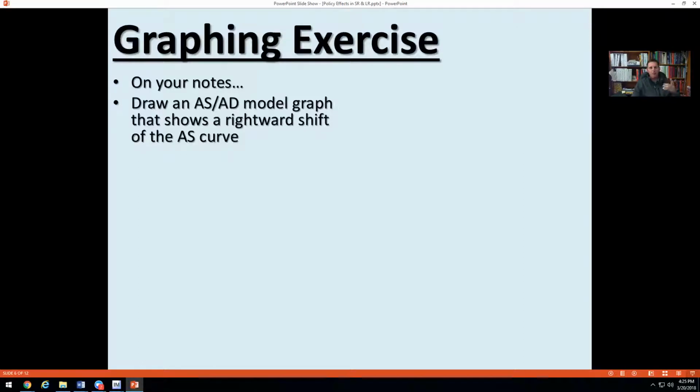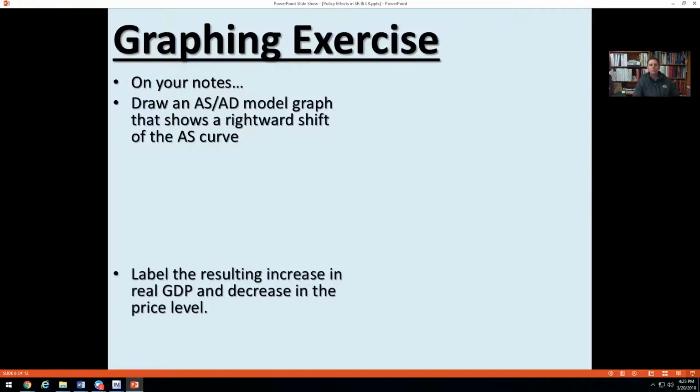All right, what I'd like you to do first is draw a macro model, AS-AD model graph, starting in macro equilibrium at long run potential. And then I would like you to show a rightward shift of the aggregate supply curve. Okay, so pause the video if you need to. I'm going to continue. Go ahead and pause when necessary.